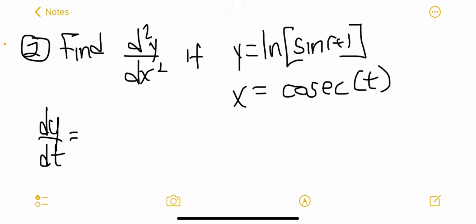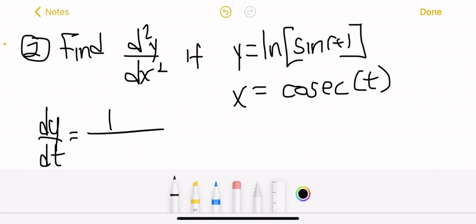This means that our derivative will be 1 over something, since it's ln of something. This means we'll have 1 over the inside, which is sine of t, multiplied by the derivative of the inside, meaning the derivative of sine of t. Now, the derivative of sine t is equal to cos of t.